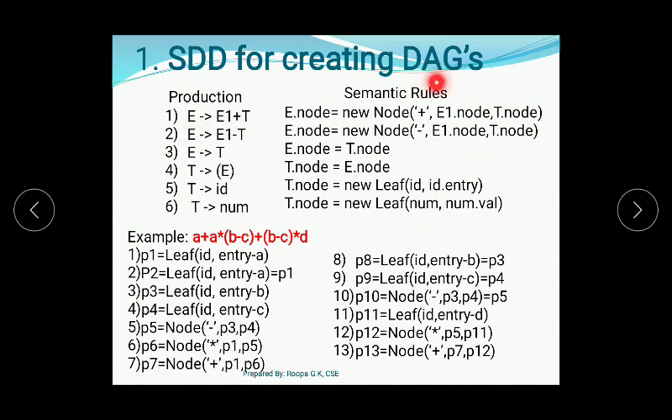Using this SDD, how can we create a DAG? So as you know, DAG identifies common sub-expressions. So once an object is created, its reference is used. We are not going to create another object for the previously identified sub-expression. Consider the same example which we have discussed, a plus a star b minus c plus b minus c star d. So first what happens? So P1 means object 1.